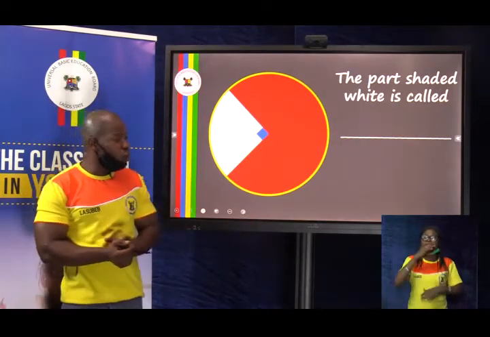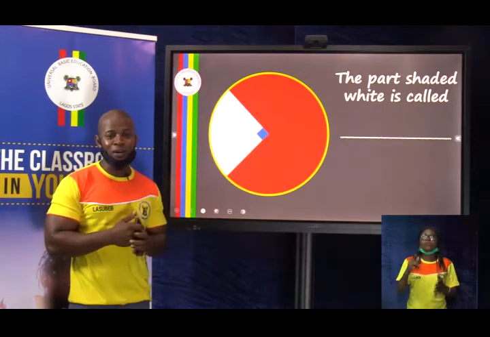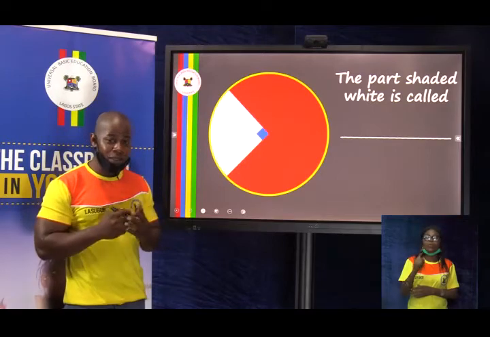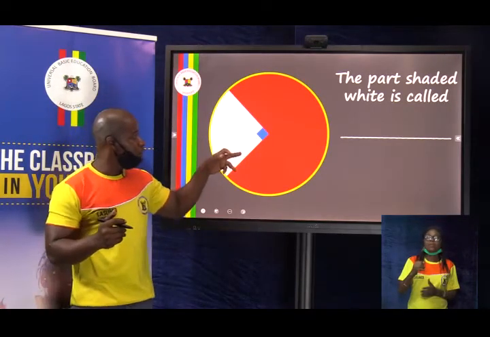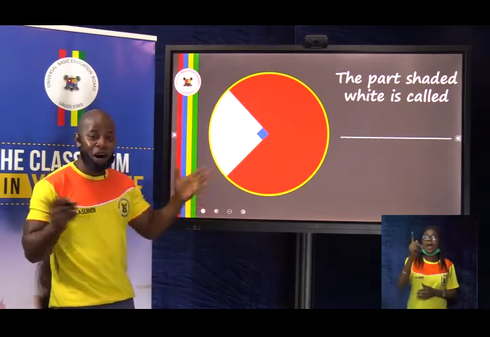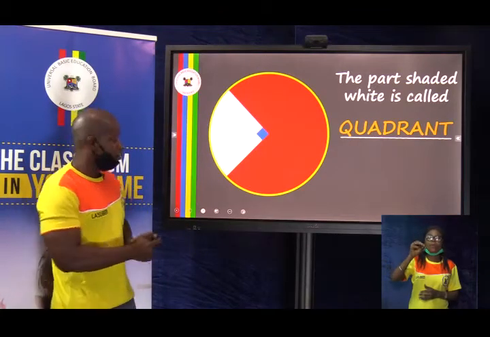The white part is called what? There is something that should tell you the answer to that on the diagram. It is colored blue. The white part is what? There is a right angle, and there are perpendicular radii, and there is an arc, and we call that the quadrant.